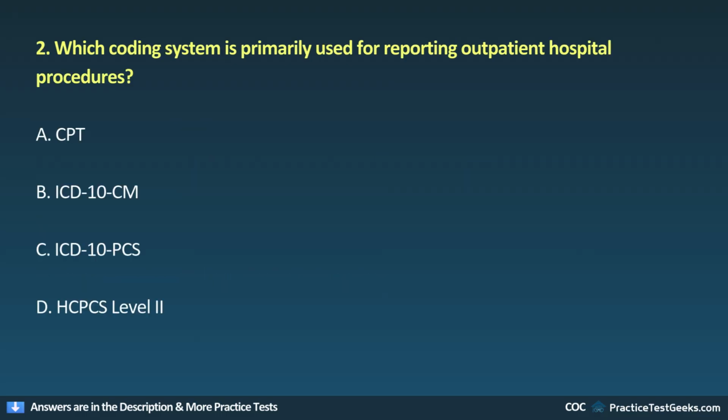2. Which coding system is primarily used for reporting outpatient hospital procedures? A. CPT. B. ICD-10-CM. C. ICD-10-PCS. D. HCPCS Level 2.